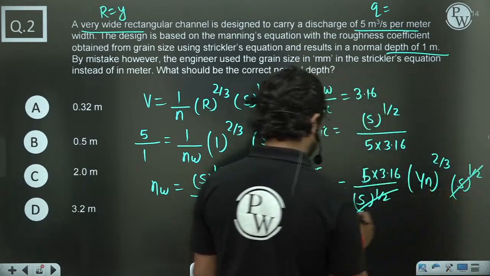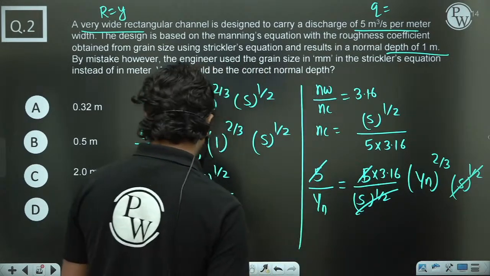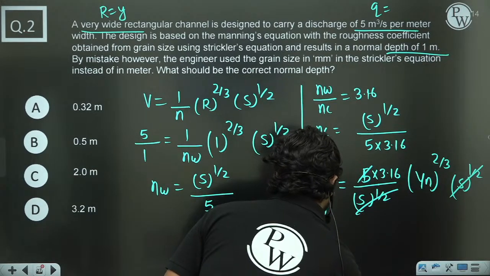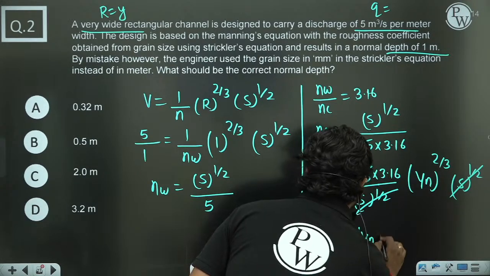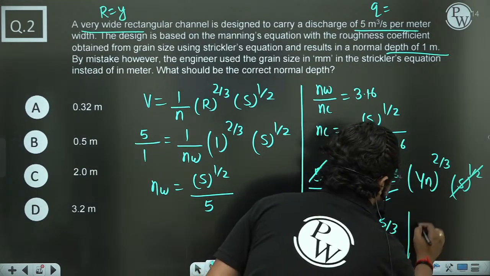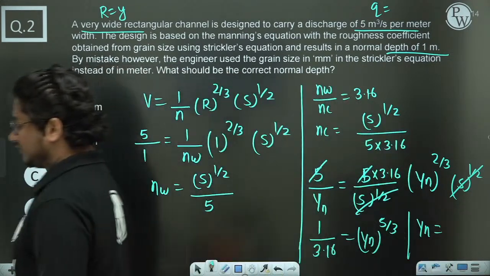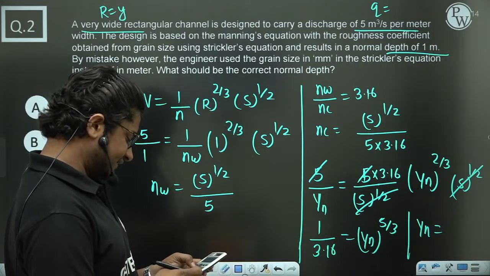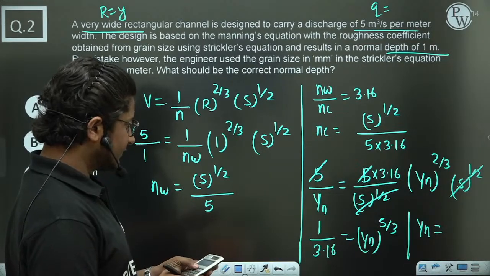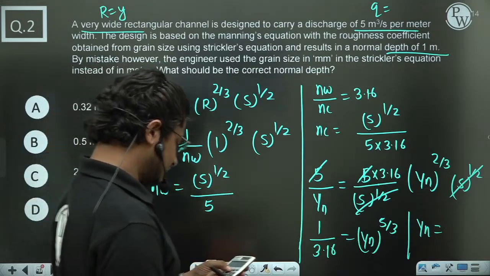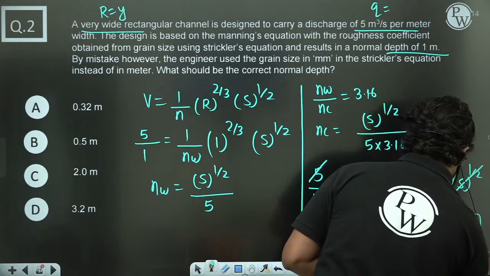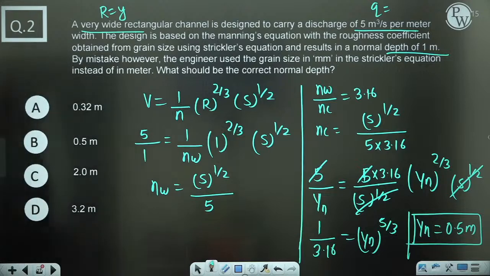Slope and slope will get cancelled out, 5 and 5 will get cancelled out. What we are remaining with here: 1 upon 3.16 is equal to yn to the power 5 by 3. So you can give me the yn value after calculation. So it is 1 upon 3.16 to the power 3 by 5. So we are getting 0.5 meter. Yn is equal to 0.5 meter. This is the value we are getting.